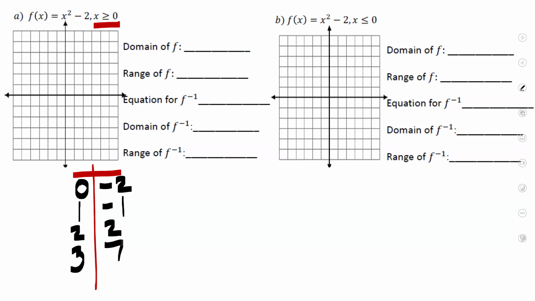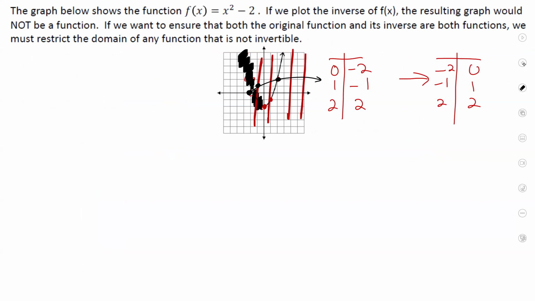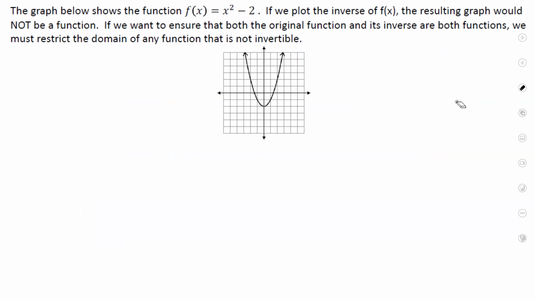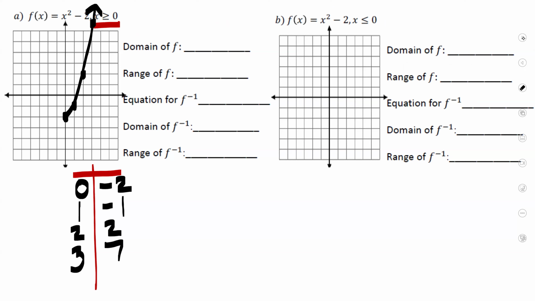Okay, so let's go ahead and graph it. (0, -2) is here. (1, -1) is there. (2, 2) is there. (3, 7) is up here. So this is what your graph looks like. Notice, guys, it's just the right side of the graph that we did here. We're only doing the positive side.